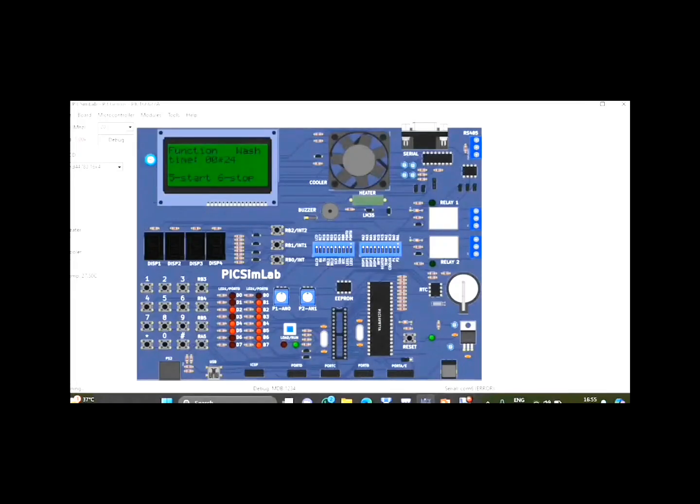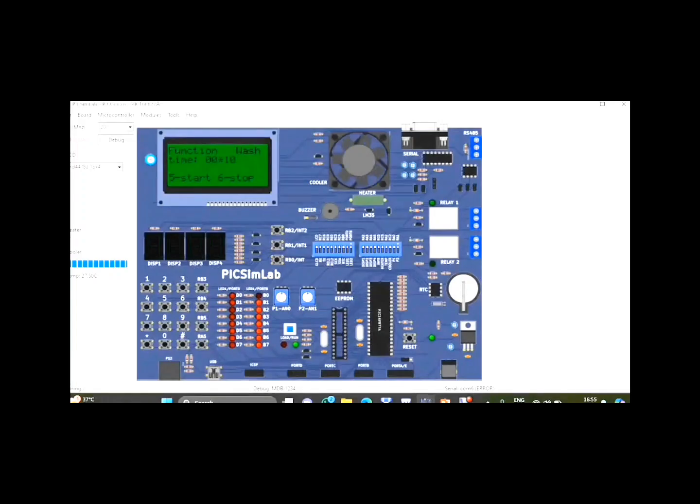To restart, we press switch 5. Pressing switch 5 turns it on. After the time completes, the buzzer sounds to show me that the washing of the clothes is completely done and off.